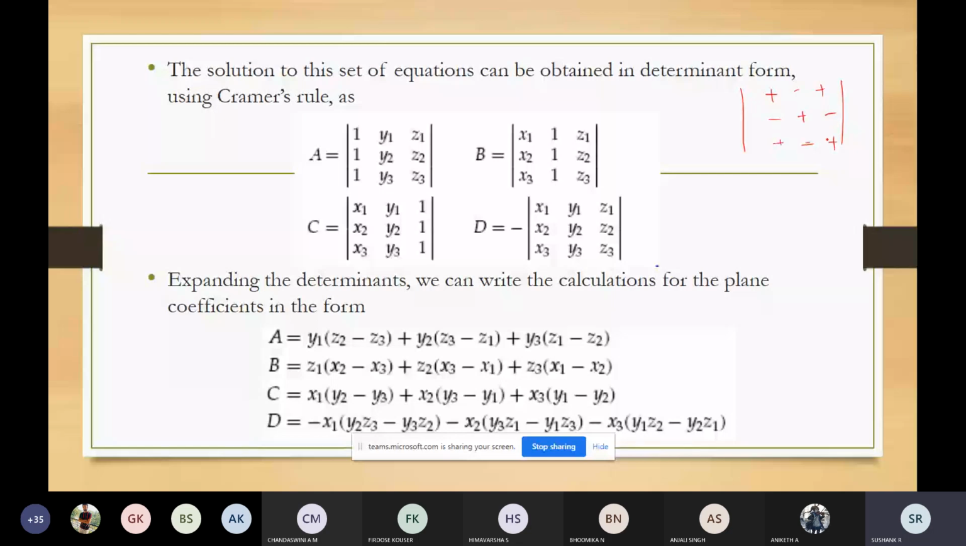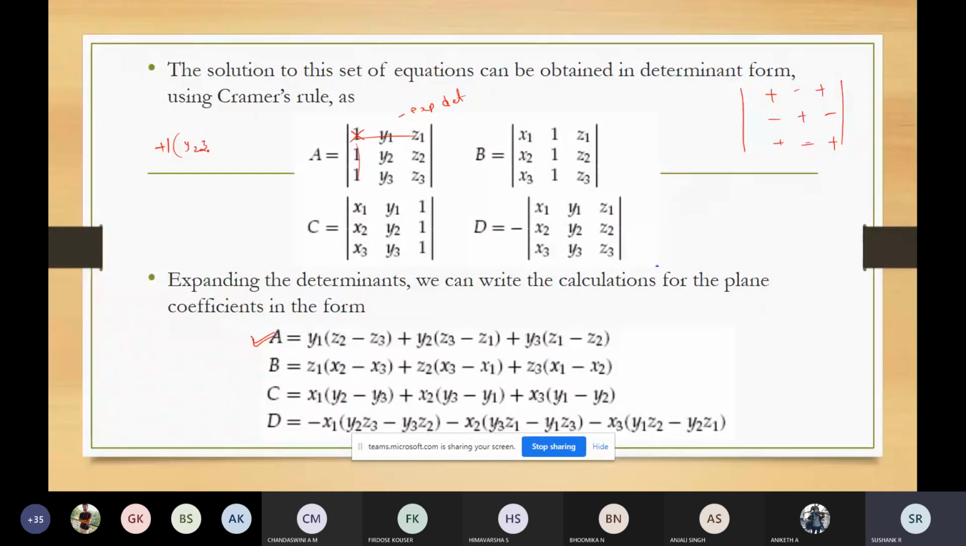So I'll solve for A. I want to get this equation, and it is obtained by expanding the determinant. The first term is 1, so cancel this row and column. Since 1 is plus, we get plus 1 into y2 z3.